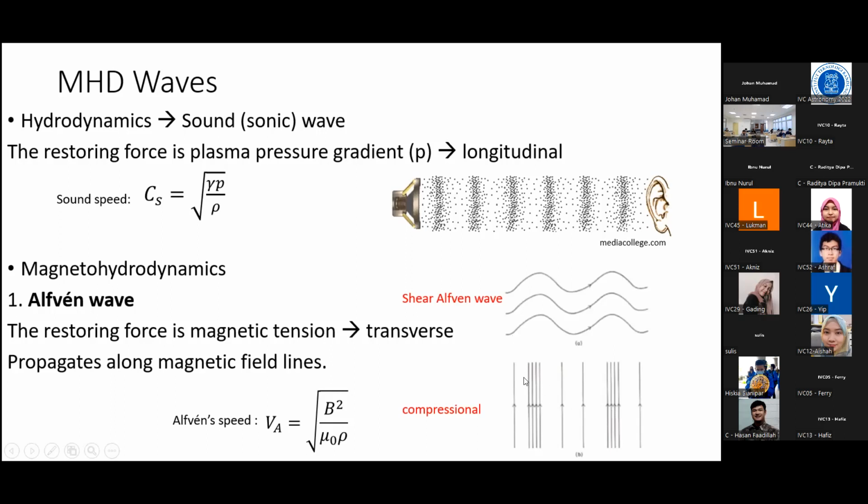Some of the authors consider this also as the compressional Alfvén wave, but some others don't think this is the same Alfvén wave, so we don't use the term Alfvén wave here. The Alfvén wave is this part, but some of them write that this one is the shear Alfvén wave and this is the compressional Alfvén wave. Anyway, we have the Alfvén wave that is transverse and also the compressional wave like this.